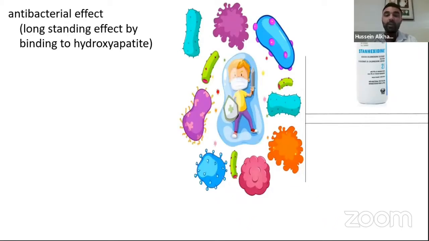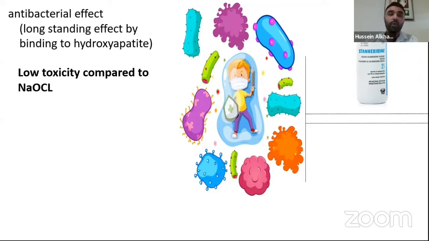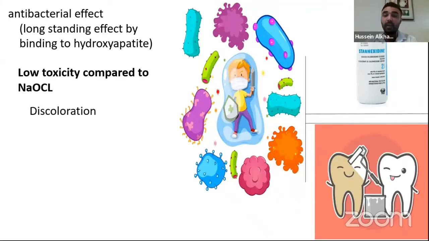Besides that good antibacterial effect, it shows good substantivity or long-term effect, as it can be very effective for a long period after its application. Also, chlorhexidine showed low toxicity to the periradicular cells when compared to sodium hypochlorite. But the major drawback of this agent is discoloration. Besides that, chlorhexidine is unable to remove the smear layer, unlike sodium hypochlorite.